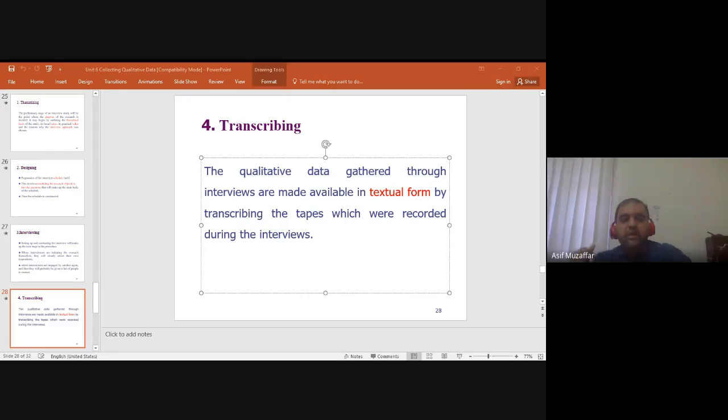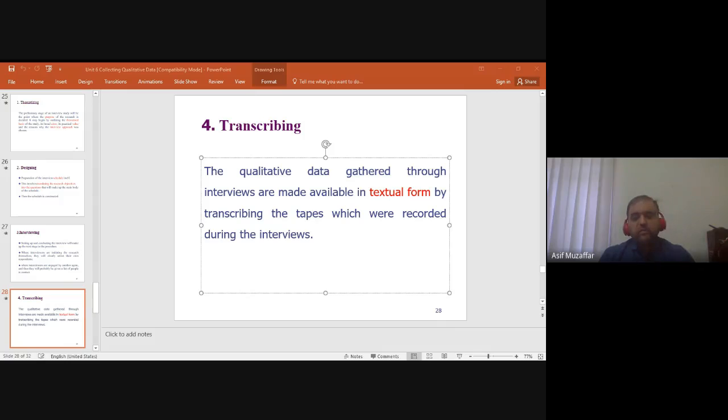Transcription or transcribing means now you have got the interviews. The textual data is with you. Text means the words of the people are with you. You need to code them, same as in quantitative data, where you have numerical data. So there is software which helps you in transcribing. Transcribing means the coding of that data.